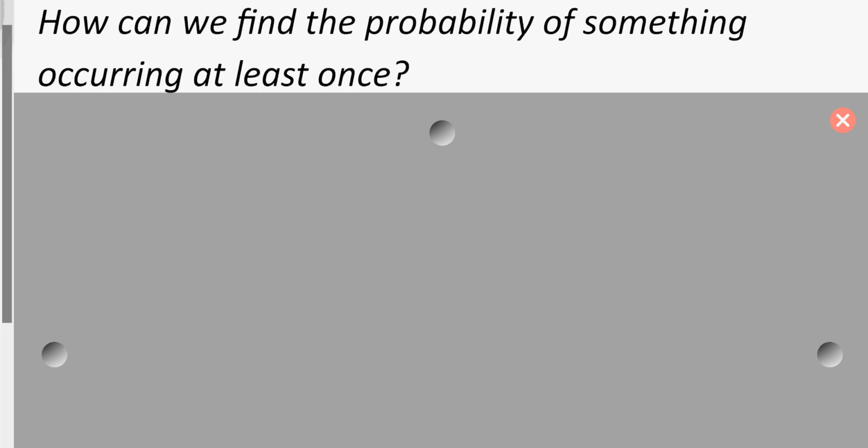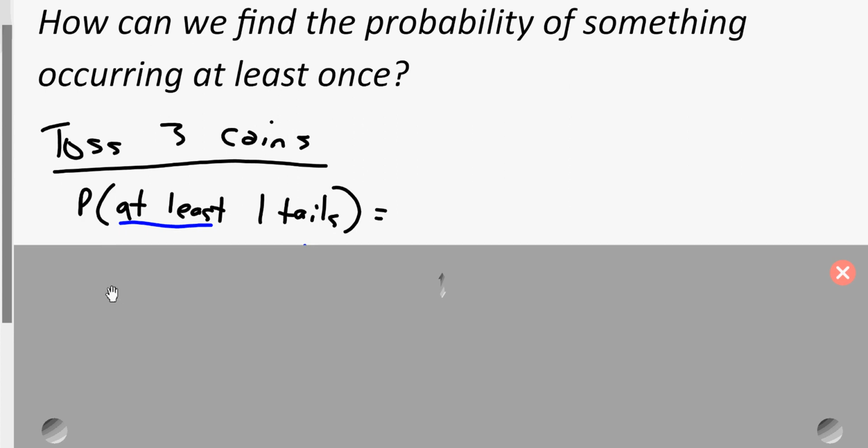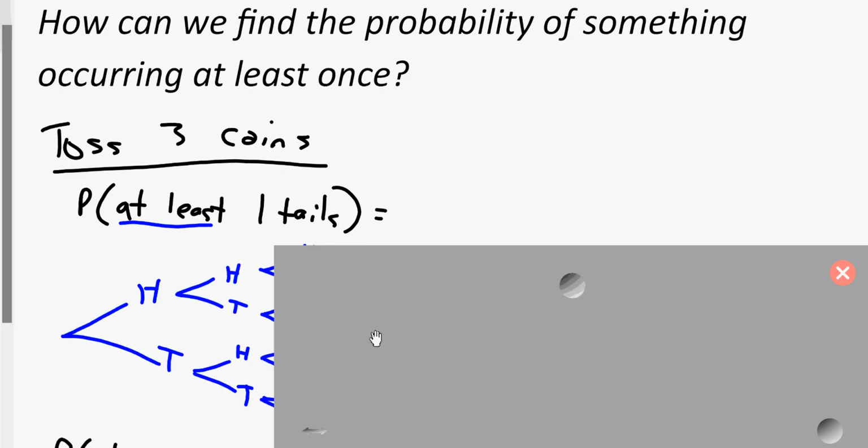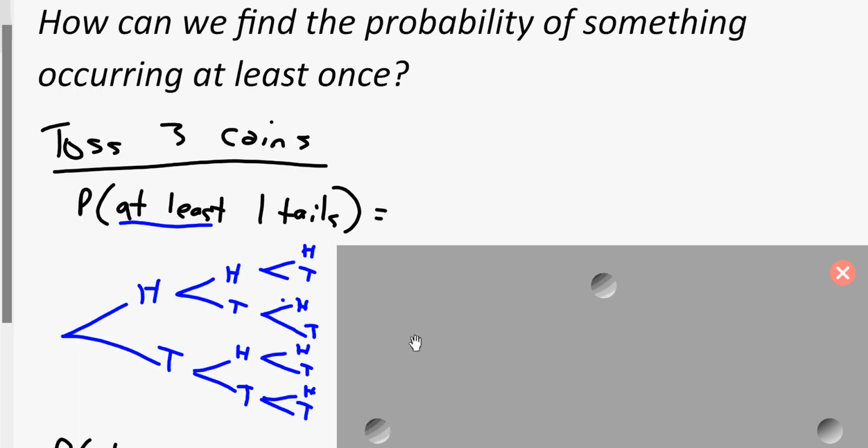All right. Let's get into the second part of this lesson now. We said determining independence, now also probability of at least one thing occurring. At least once. So here's my situation. Let's say we toss 3 coins. I want to know the probability of at least one tails. Now, there are different ways to do this. You could make yourself a tree diagram and show all these different possibilities.